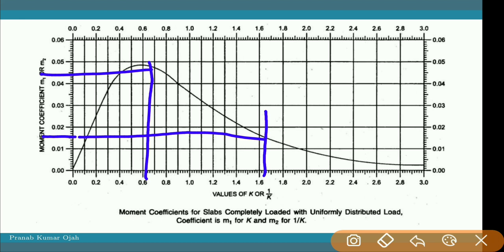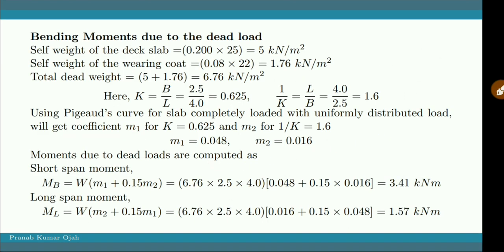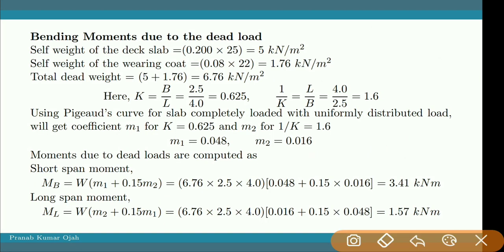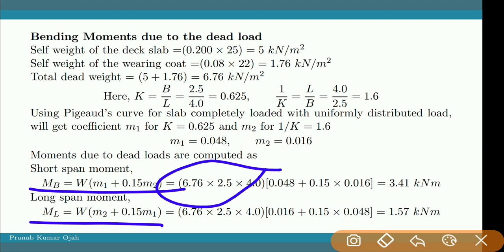Another thing, in the previous curves, we got the value in terms of M1 into 100 and M2 into 100 from the curve. But here, I will get directly the value of M1 and M2 from the Pigeaud's curve. So in this way, I have got the values of M1 and M2 from the Pigeaud's curve. And then I have to calculate the short span moment. So the equation of the short span moment and the long span moment is the same. But here, what will be the value of W? That thing we have to understand.